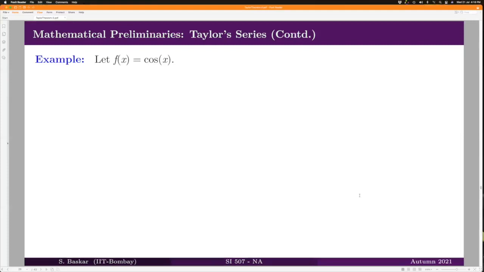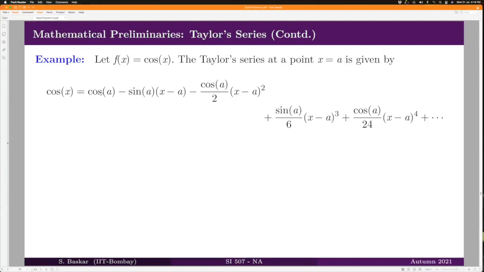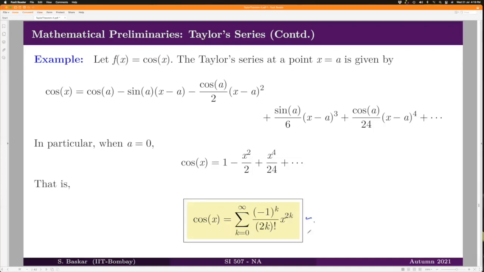So this is something which we know from our basic course on real analysis. Let's take an example. Consider the function f of x equal to cos x. You can see that the Taylor series expansion of cos x around the point x equal to a is given by this. You have cos x equal to cos a minus f dash of a, this is sin a, into x minus a, plus f double dash of a by 2 factorial into x minus a whole square, that is cos a by 2, and so on. Let's take in particular a equal to 0, and you see that the series representation of cos x is given by this series.